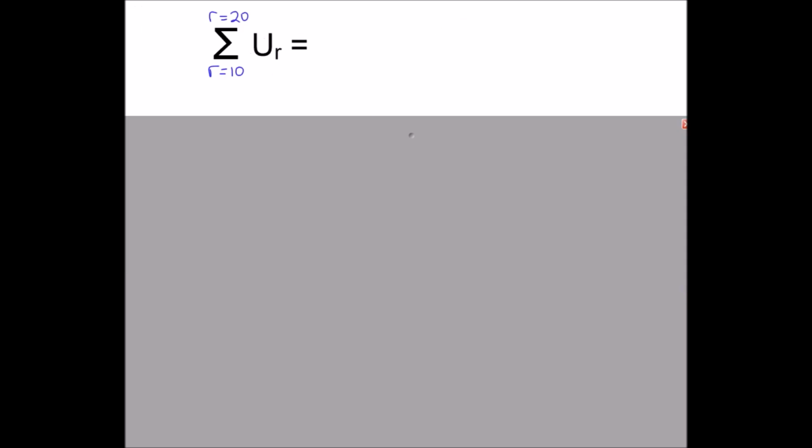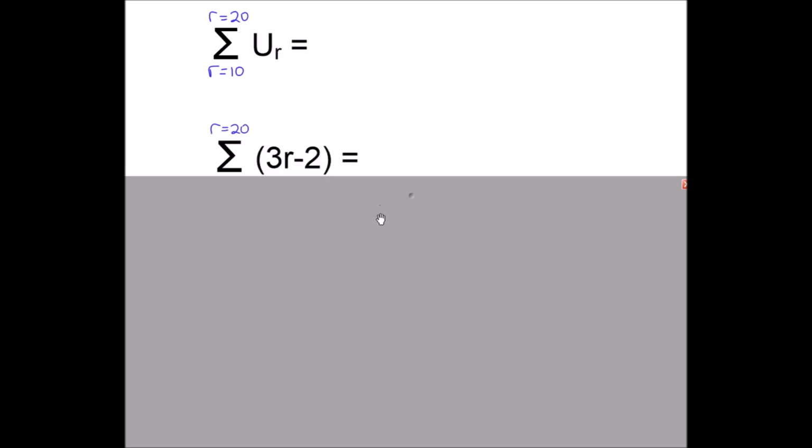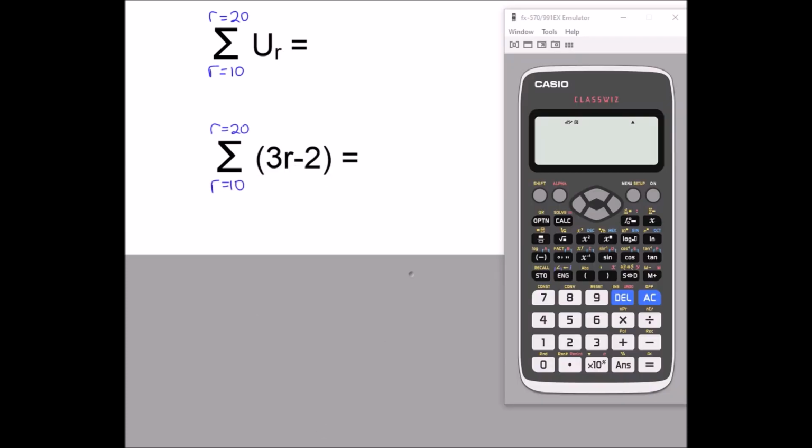So this is what we're working out, starting from r equals 10. Instead of ur, I can replace this with the formula above that we had, 3r minus 2. And these are exactly the same. Now on the calculator, it would be 3x minus 2, starting from the 10th term up to and including the 20th term, 473. But you can't show this to an examiner.